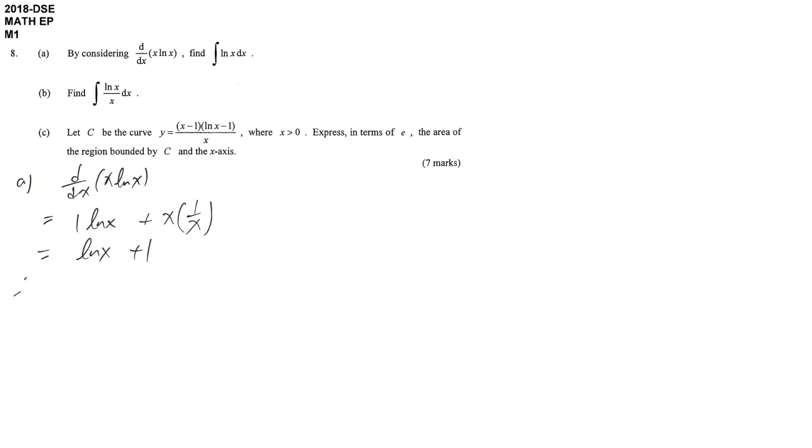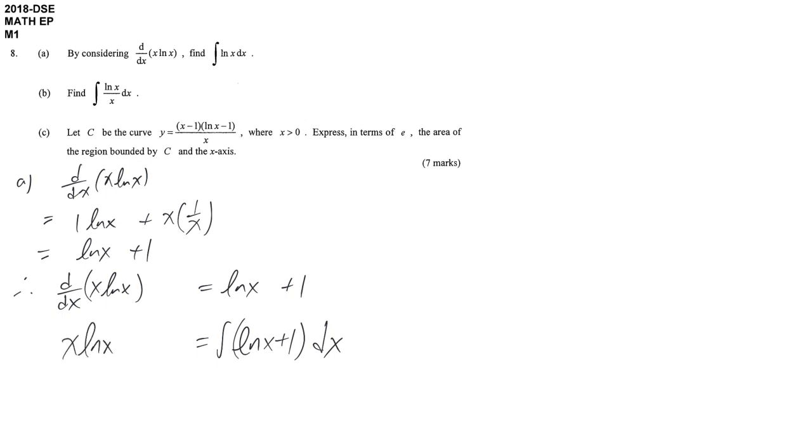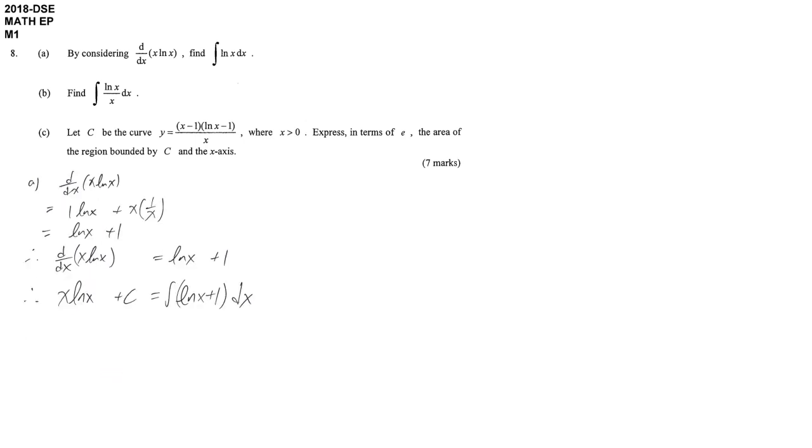To have a short conclusion, that means differentiate this will give you natural log x plus 1. In reverse, that means if you integrate the left hand side, by the inverse function, you will get back the original item. But of course, you have plus c here because you don't know the starting point. This is our conclusion. Now we can work on integrate natural log x.